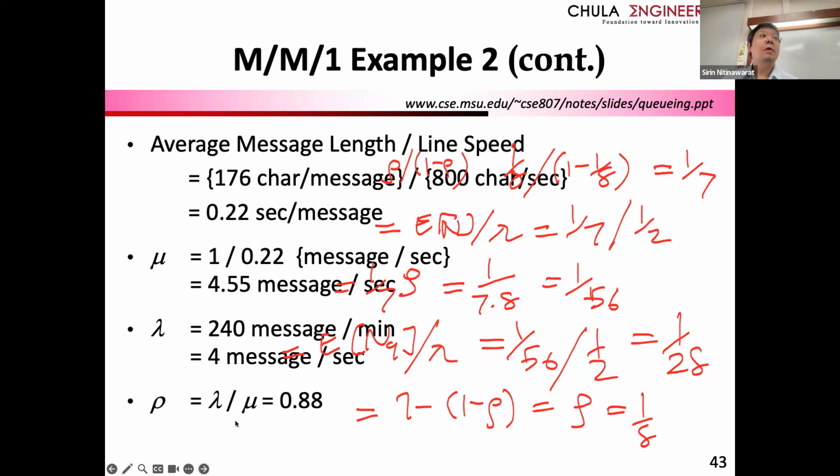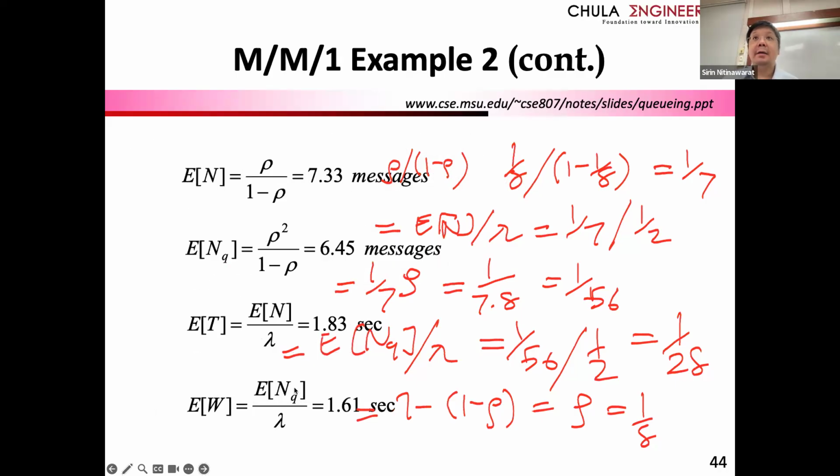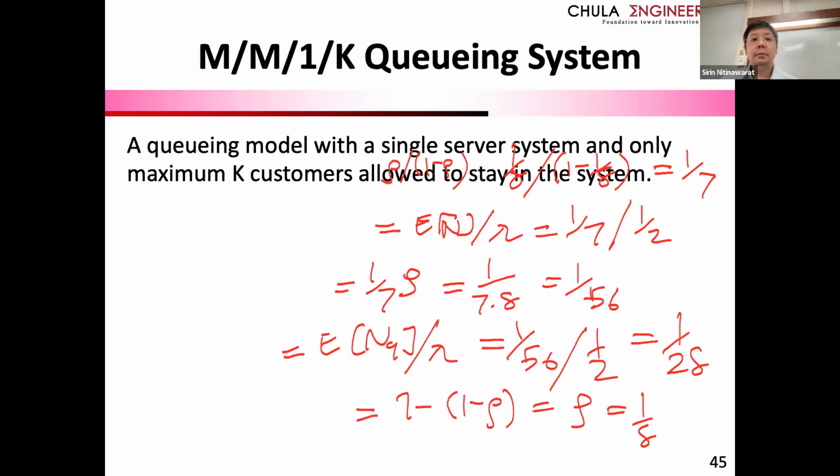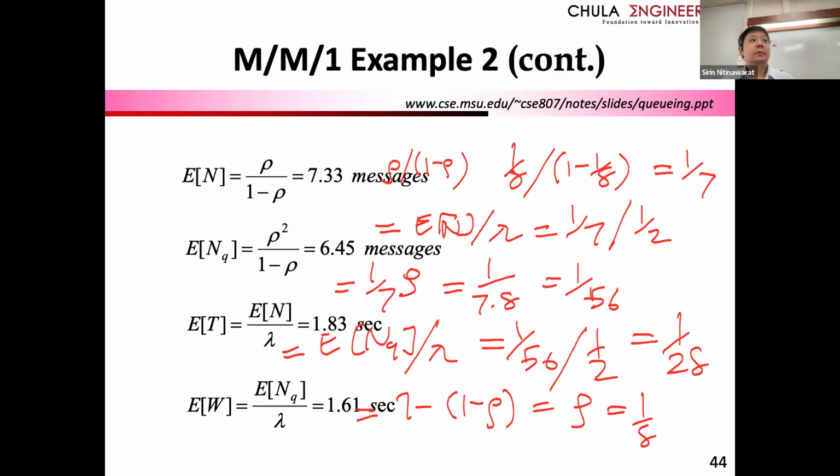After you know lambda and mu in the same units, you know rho. Once you know rho for an MM1 queuing system, you know everything, right? Because everything can be described as a function of rho, lambda, and mu. Any questions, comments? That will conclude our discussion for the first queuing system.